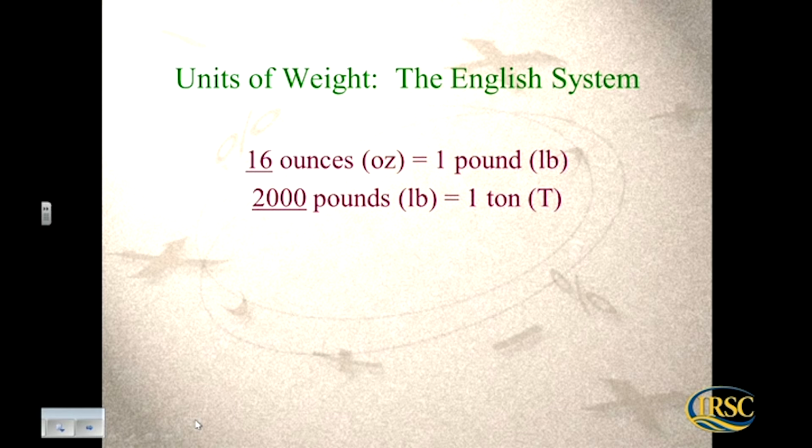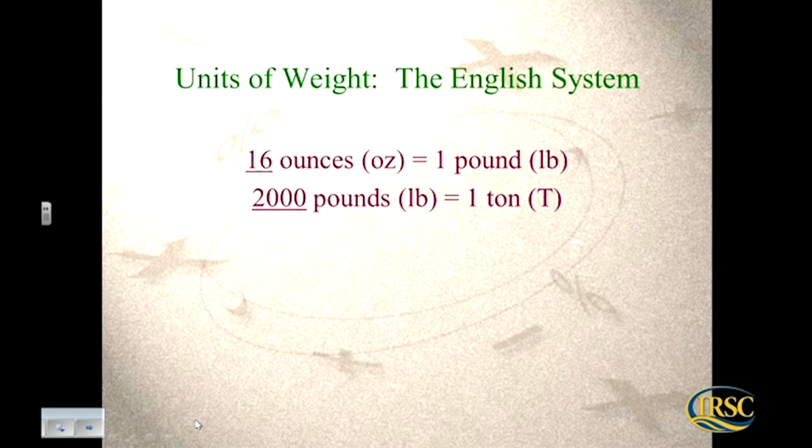Okay, think about weighing a baby. We talk about how many ounces they are when they're born, or if you're baking, you're looking for a pound of shredded coconut. It's going to be 16 ounces on the package as well. And then 2,000 pounds is equal to 1 ton. Notice that ton is with a capital T.